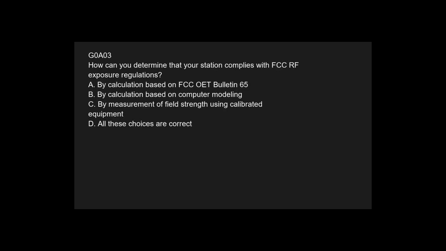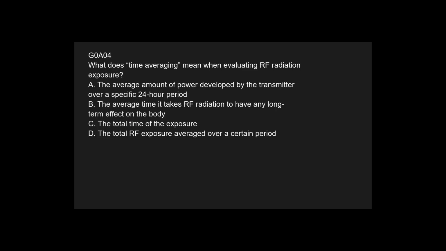Question: how can you determine that your station complies with FCC RF exposure regulations? The correct answer is D. All these choices are correct. Question: what does time averaging mean when evaluating RF radiation exposure? The correct answer is D. The total RF exposure averaged over a certain period.